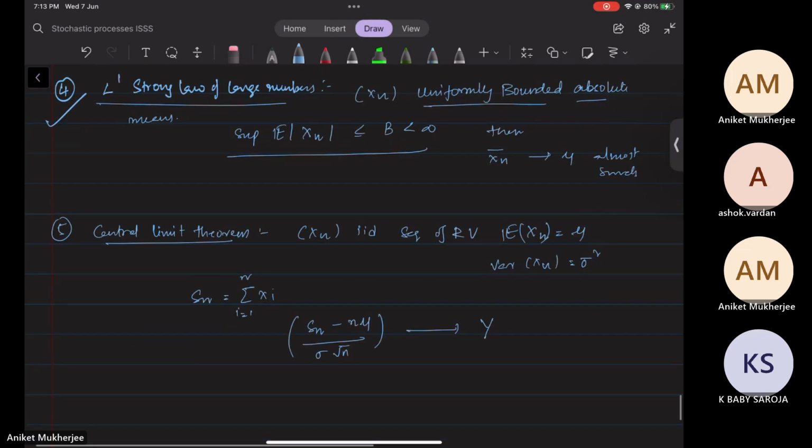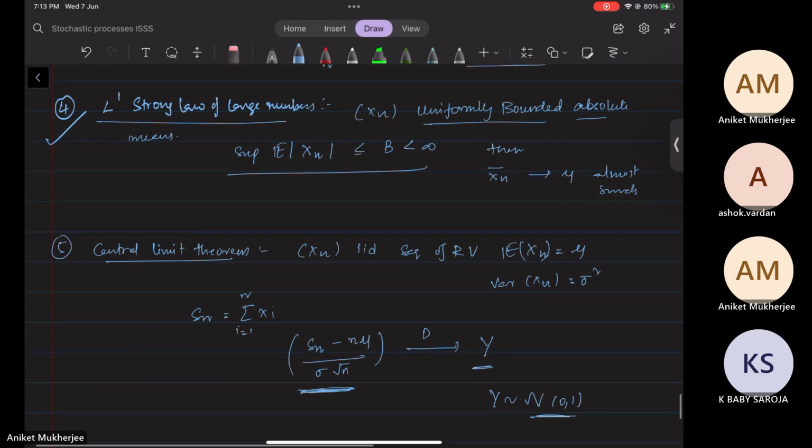This random variable converges to Y. Now Y is a random variable whose distribution is normal 0, 1. So the distributions of Y and this are the same. So this has a distribution of normal 0, 1. This is what it says. So basically we'll be using these two laws.